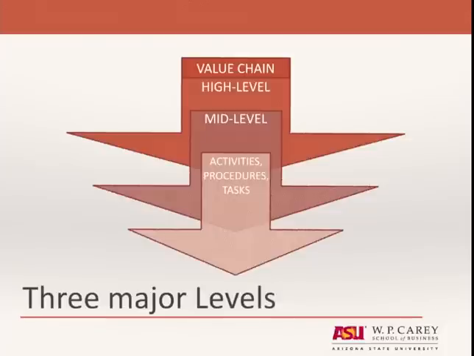There are three major levels of the business process hierarchy. Beginning with the value chain, they are the high-level business processes, the mid-level business processes, and activities, procedures, and tasks. Let's take a closer look at each level.